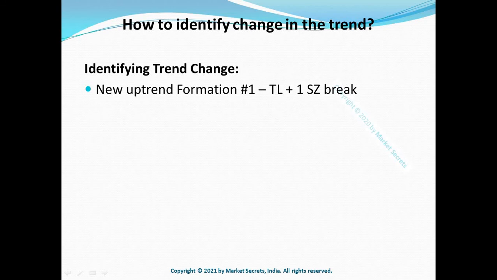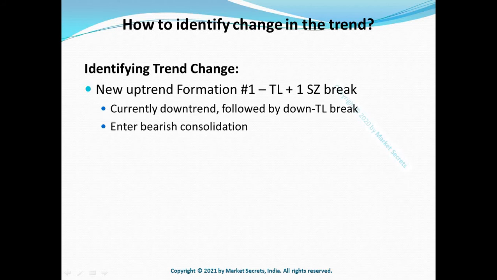So possibility number one, a new bullish trend line can be drawn and at least one supply zone is taken out. So, for instance, consider we are currently in a downtrend and price moves up sharply after that and the bearish trend line is broken. And now the price is in bearish consolidation.